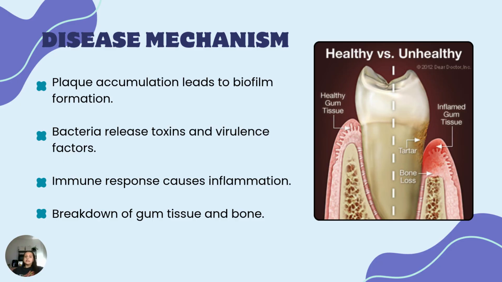So how exactly does periodontal disease cause damage? Now, the process begins when bacterial biofilms attach to the teeth and gums. And as bacteria multiply, they release toxins and virulence factors that irritate surrounding tissues. The immune system responds by sending inflammatory cells to fight the infection. And at first, inflammation is meant to protect the body. However, when inflammation becomes chronic, it can start damaging healthy tissues as well.